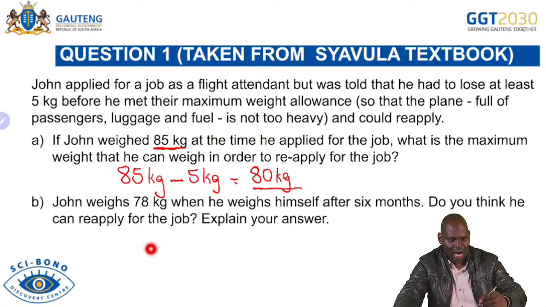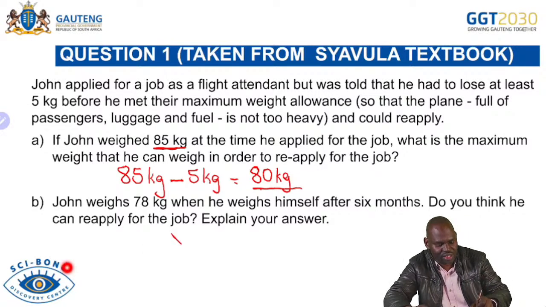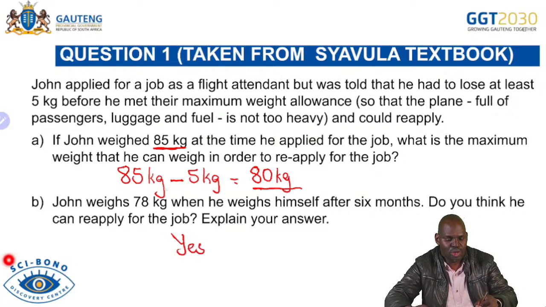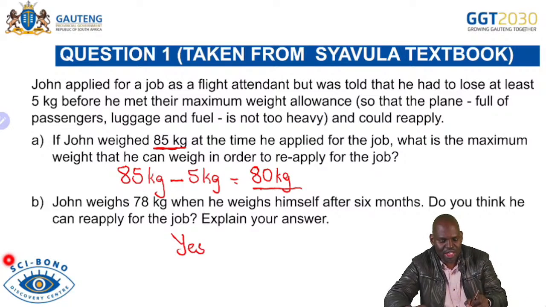Okay, now, after 6 months, he now weighs 78 kilograms. Do you think he can reapply for the job? The answer, of course, is yes. Okay, because this is still below the required weight. This is below the maximum. The maximum is 80, but he weighs less than 80 kilograms.